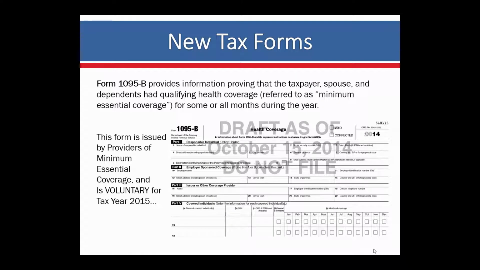Form 1095-B provides information proving that the taxpayer, the spouse, and dependents had qualifying health coverage. This is often referred to as minimum essential coverage for some or all months during the year. This form will be issued by providers of minimum essential coverage such as Blue Cross Blue Shield, Humana, and so forth, and the form is voluntary for tax year 2015.